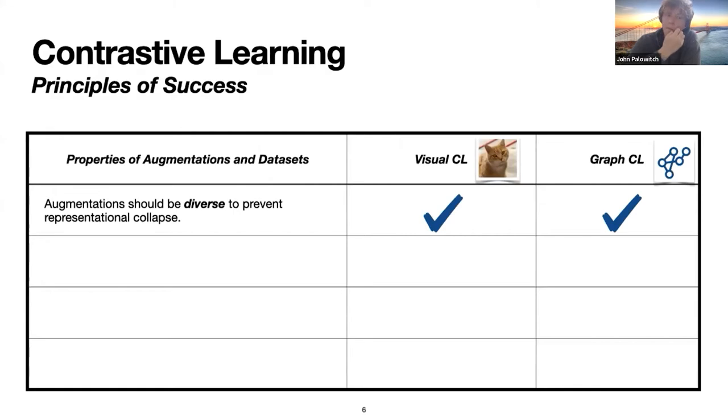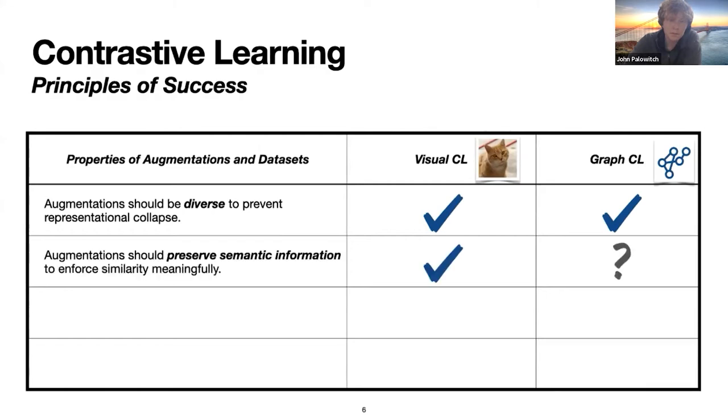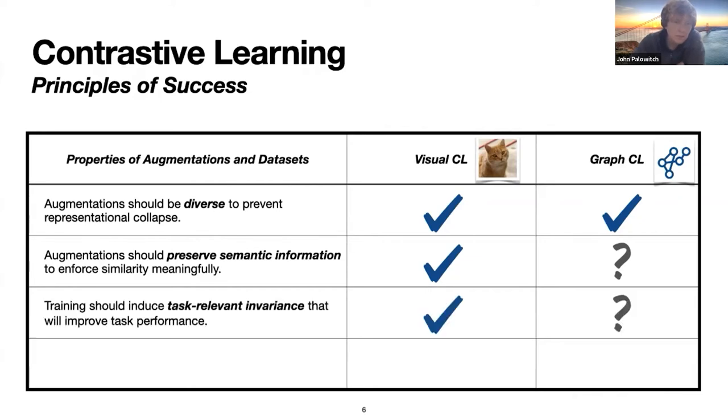First, augmentations should be diverse to prevent representation collapse, and this is satisfied by both VCL and graph CL augmentation strategies. Next, augmentations should preserve semantic information to enforce similarity meaningfully. However, it's unclear if DAGAs are able to accomplish this due to the unclear relationship between a graph's features and structure and its semantics or label. Next, training should induce task-relevant invariances that will then improve downstream task performance. To the best of our knowledge, this study into invariance hasn't been well investigated with DAGAs.